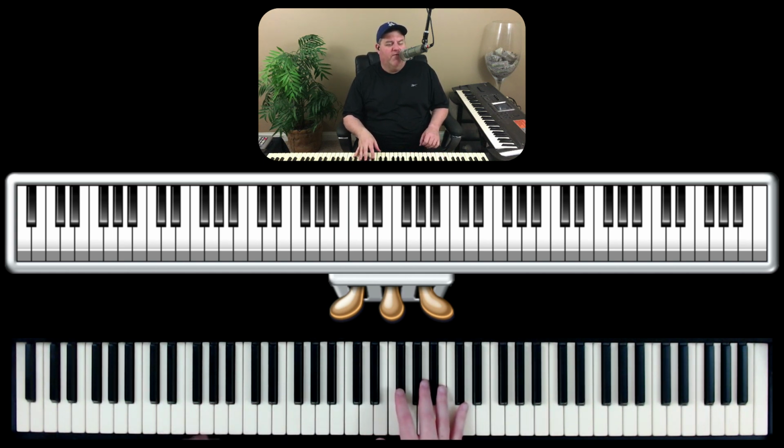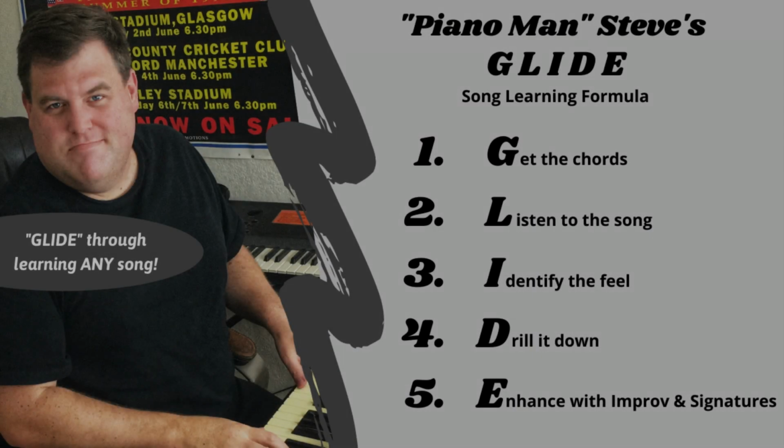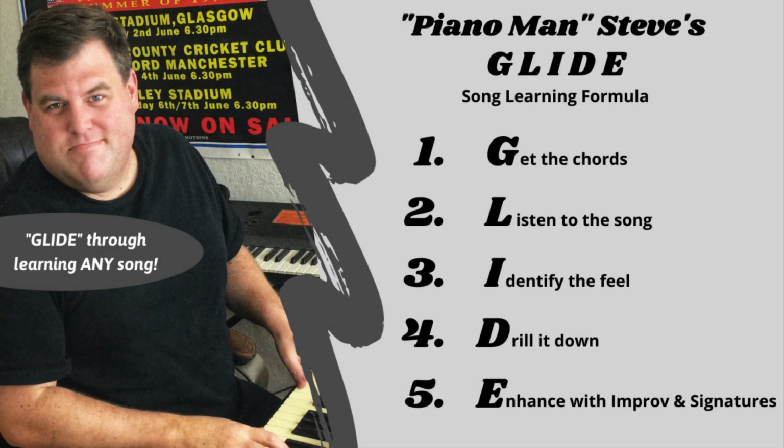So let me bring the GLIDE formula up on the screen here really quick, and we'll go through the steps, and then we'll apply each step to the song. As you can see, step number one is G, get the chords. The chords are usually available somewhere online. Sometimes you can find them for free. Sometimes the free sources are a little sketchy. They don't always get them right, but sometimes they do, so you can just do a Google search.